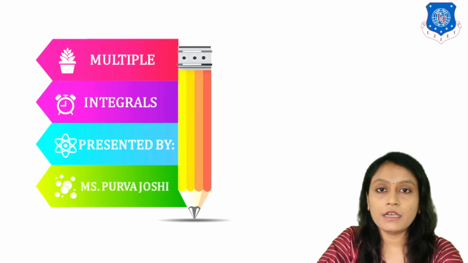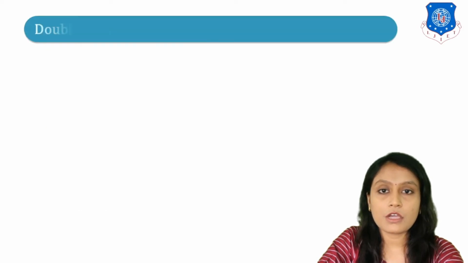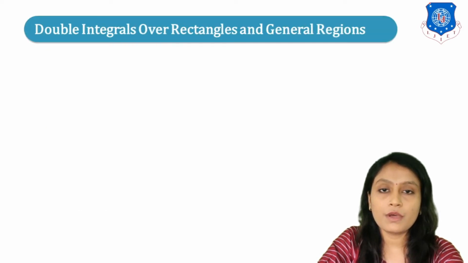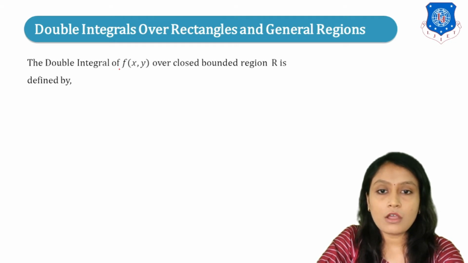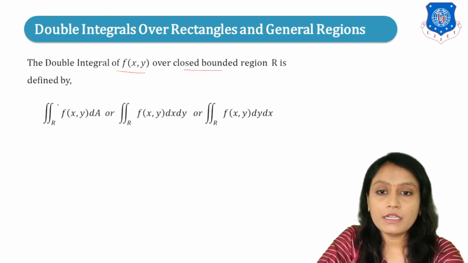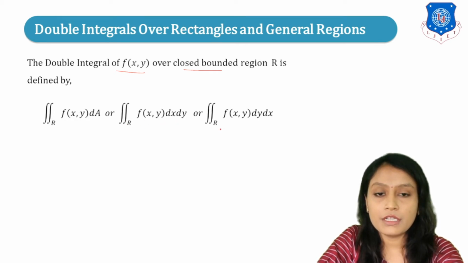Today we are going to begin a new topic, that is multiple integrals. So let's begin with the first topic, that is double integrals over rectangles and general regions. The double integral of f of x comma y over a closed bounded region R is defined by double integration over a region R f of xy dA, or double integration over region R f of xy dx dy, or double integration over region R f of xy dy dx.